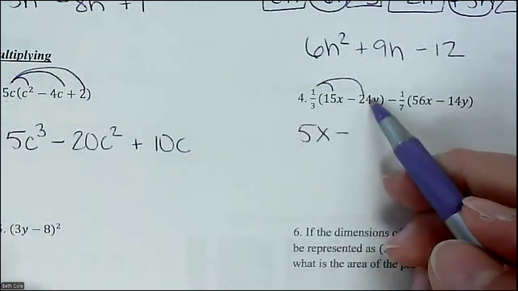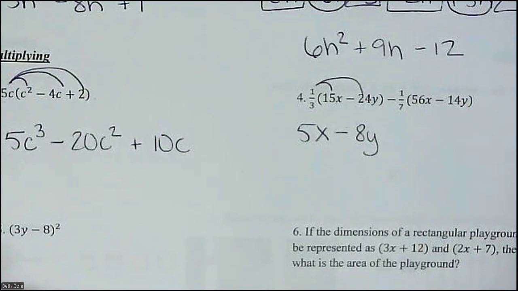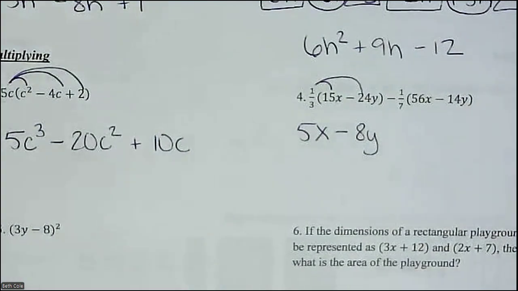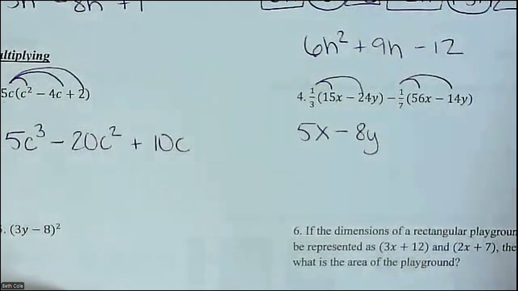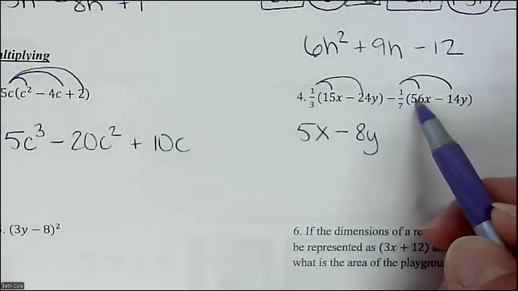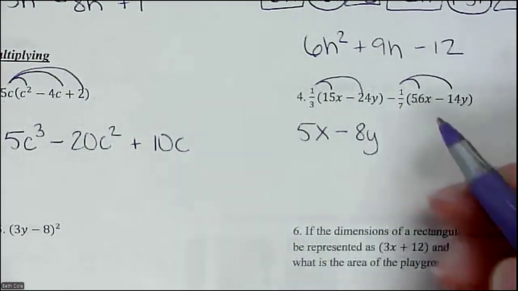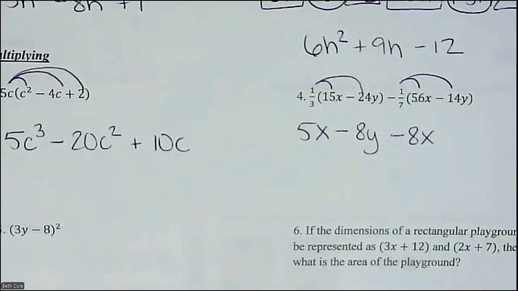Minus, good. How'd you get 8? It is 8y. How'd we get 8? Yep, 24 divided by 3. Now this one, you're distributing not a 1/7, but a negative 1/7. So just be careful with the negatives. So yes, you're dividing by 7, but it's negative. So 56 divided by 7 is 8, but it's going to be negative. So negative 8x. Good job, guys.